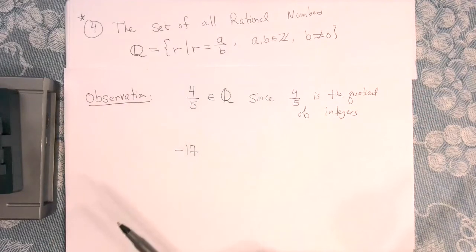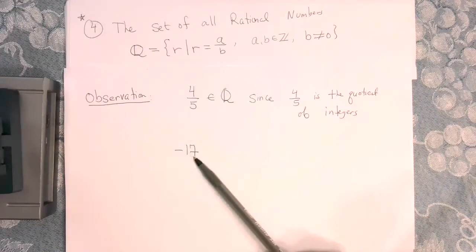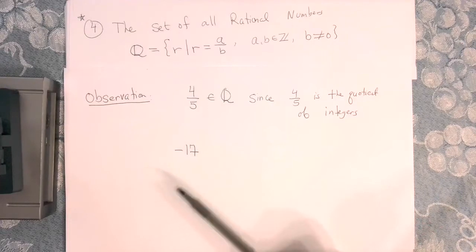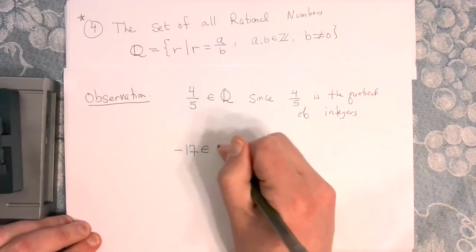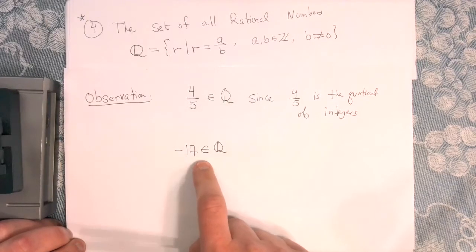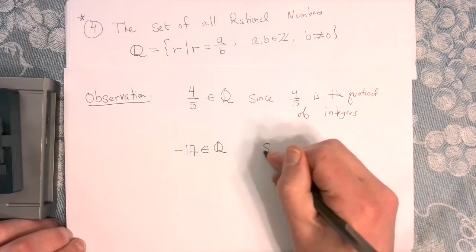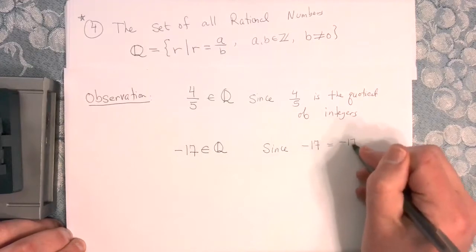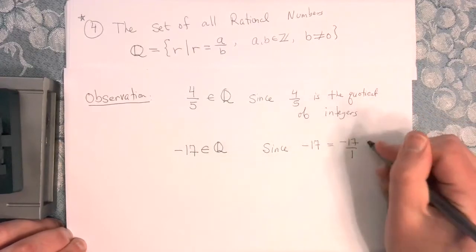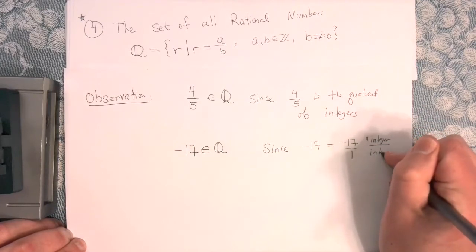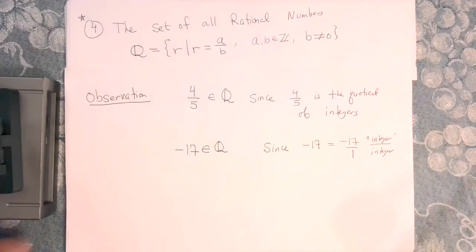Yeah, for sure. We can put it over 1. If I write this as -17 over 1, it'd certainly be an integer over integer form. And that's the requirement to be a rational number. Yeah, so -17 is an element of the set of rational numbers, since -17 is equal to -17 over 1, integer over integer. Okay, that's the form you're looking for with a rational number.